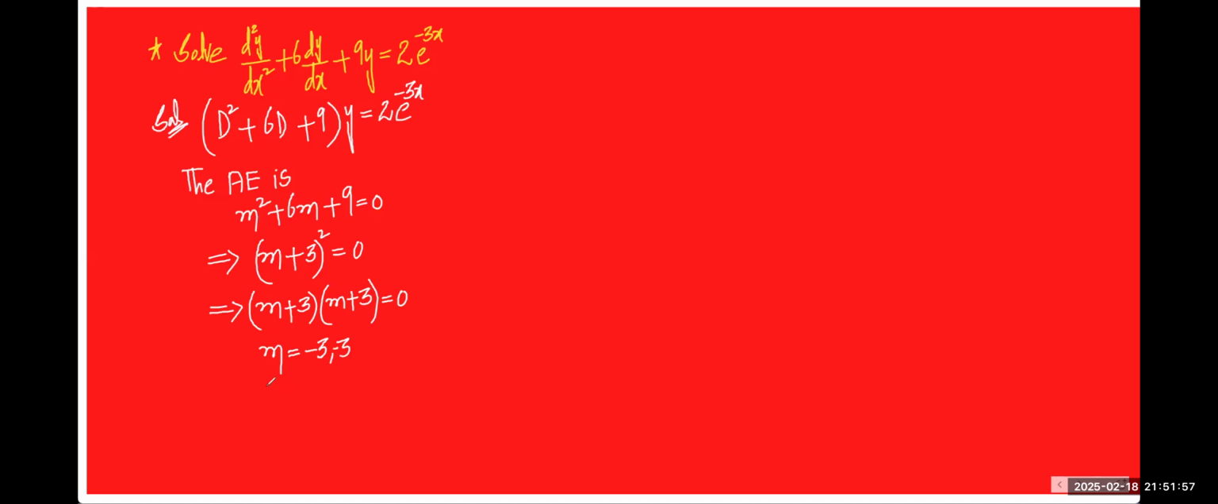I told you the table: when roots are repeated, how to write yc value. You should remember this. Come on, tell me. yc equals c1 plus c2x whole into e power m1x, m1 value is minus 3. Correct? Yes. Yp, how to get it?